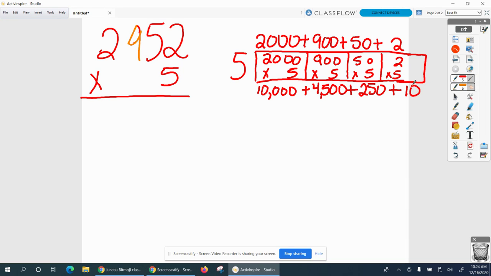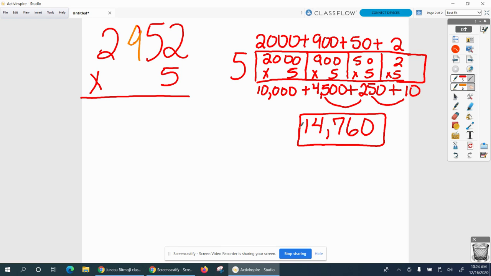All right. So when you line this up, you'll get 14,760, because 5 and 2 make 7, and then 5 and 1 make 6, and then 0. Right? That'll be your answer. But wasn't that the area model? That's the area model, yes.